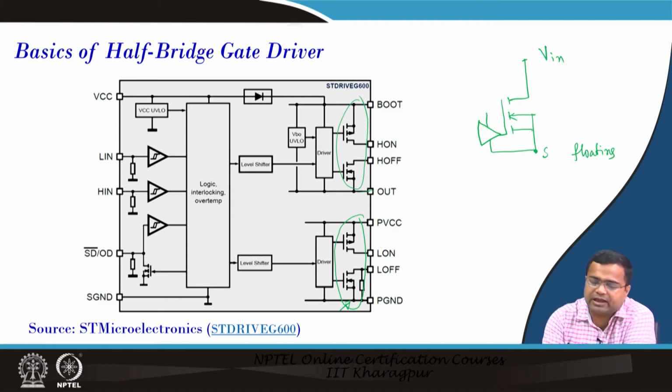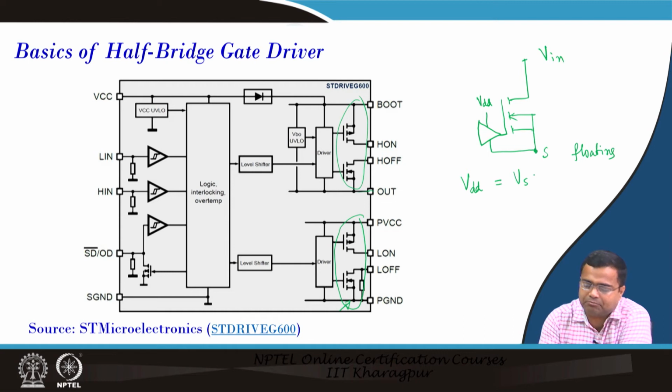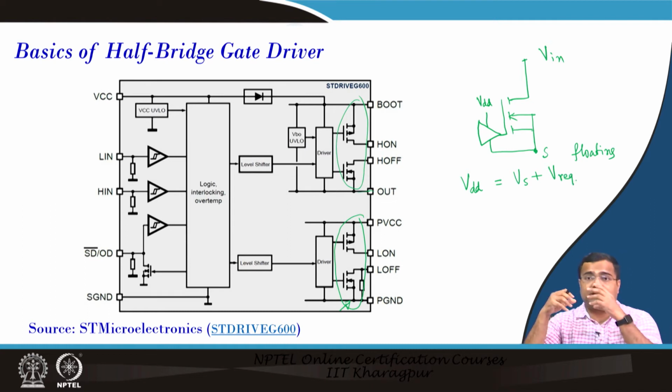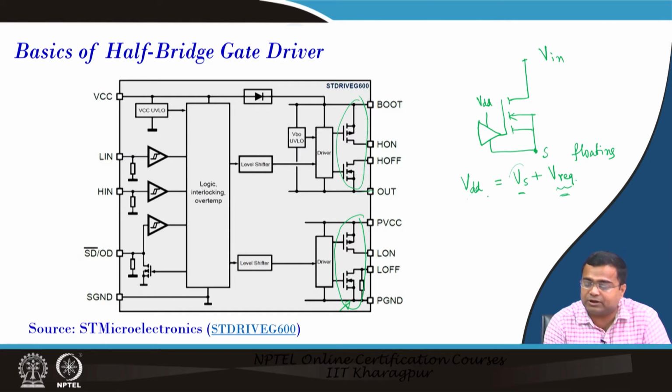Now, a driver also needs a supply VDD. The driver supply should be such that VDD is Vs, that is this voltage, plus the required voltage to turn on and turn off the MOSFET. In case of the low side, this is 0. Let us say the MOSFET gate voltage is 10 to 12 volt, but this is the source voltage. So, you have to create a voltage here which will add to the source voltage, which is floating. So, how to achieve that?